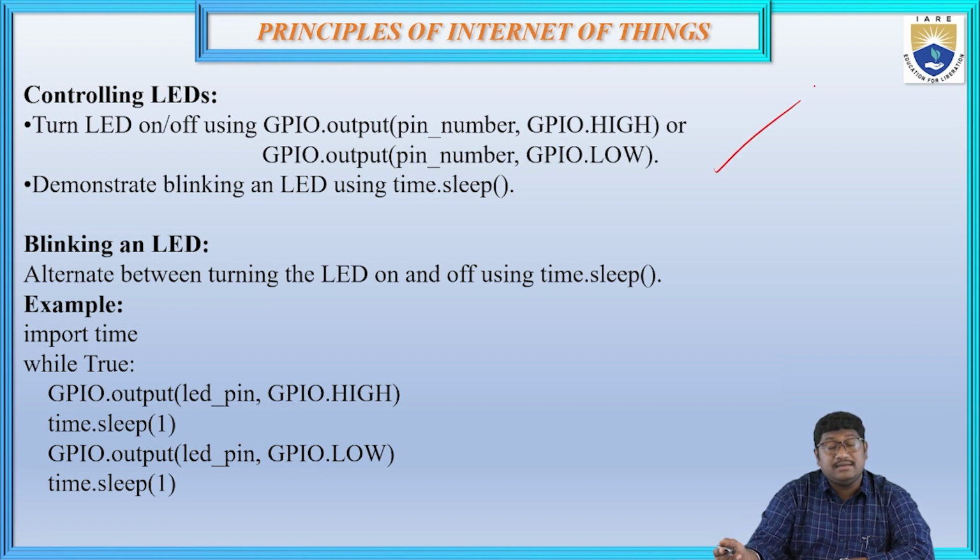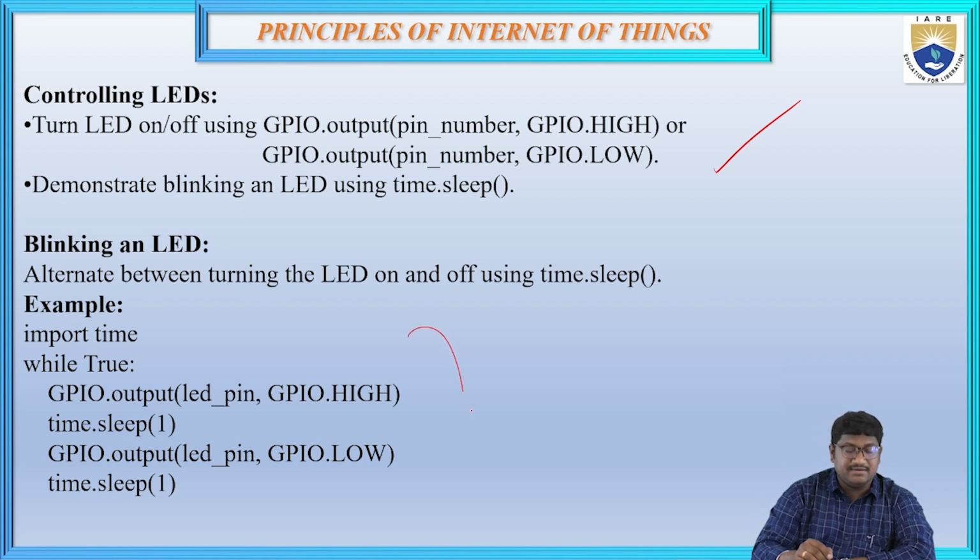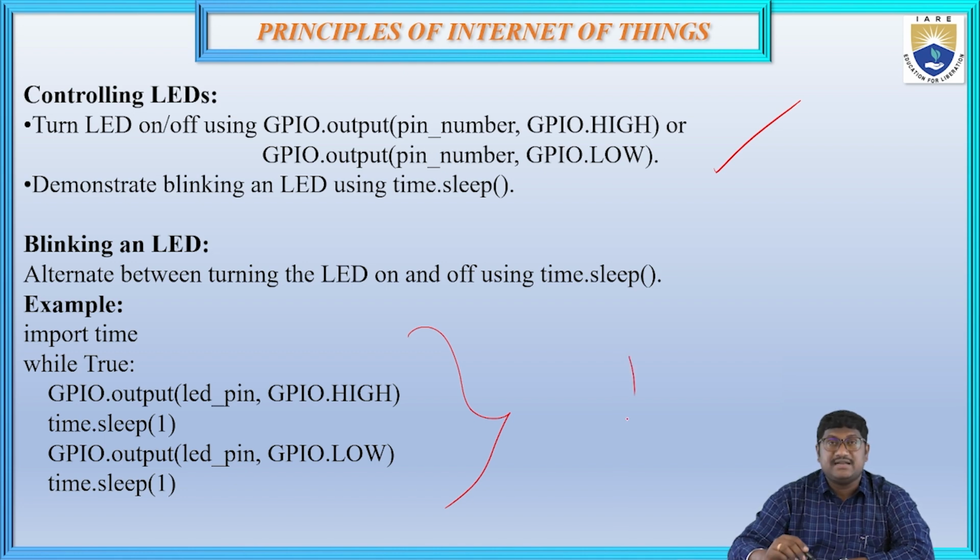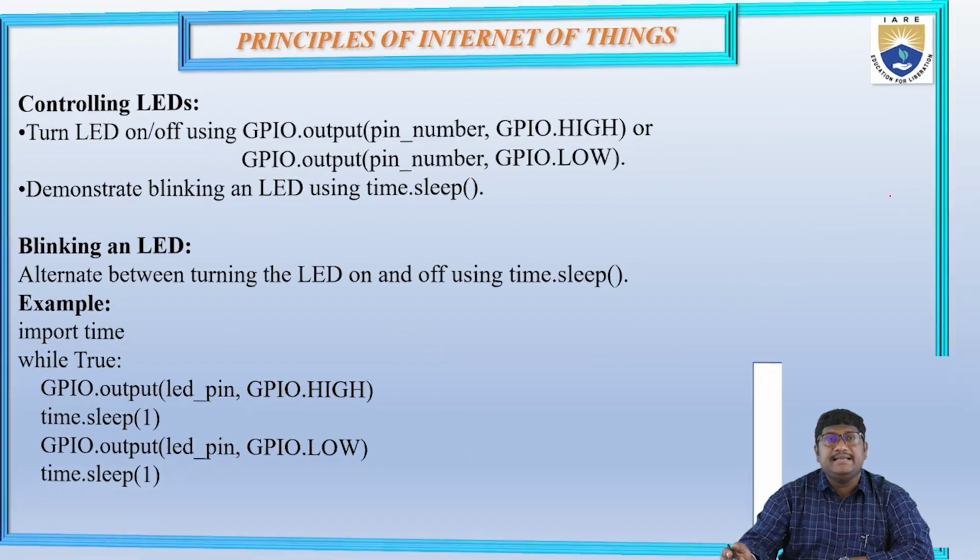I am turning on the LED with blinking by using 1 second. Automatically, this was the thing. Demonstrating blinking of LED with a time sleep. This is how the program has to be designed. Have a look. Import time, while true, then GPIO output should be high. Time sleep 1. GPIO output LED pin, GPIO low. Time sleep 1. For every 1 second, the LED blinks. The LED is going to blink automatically.